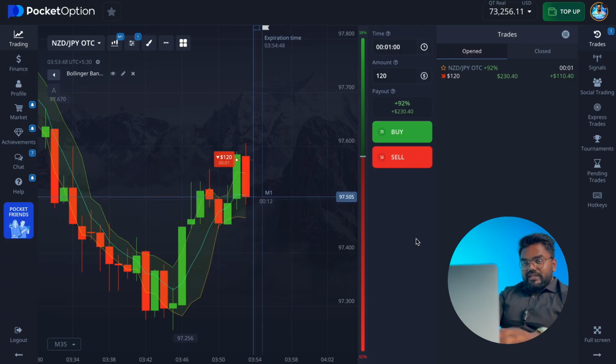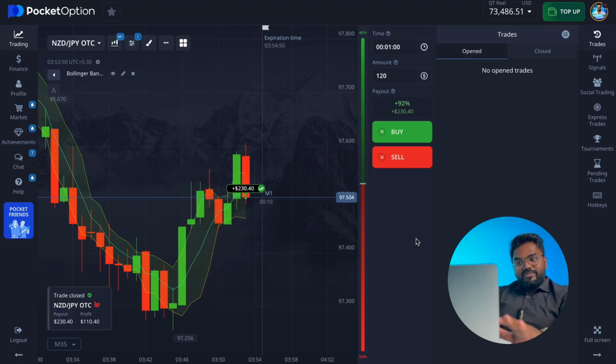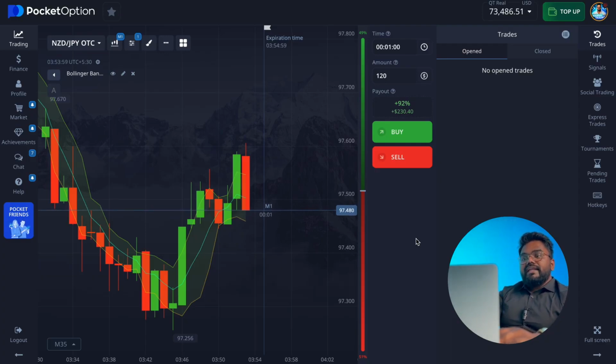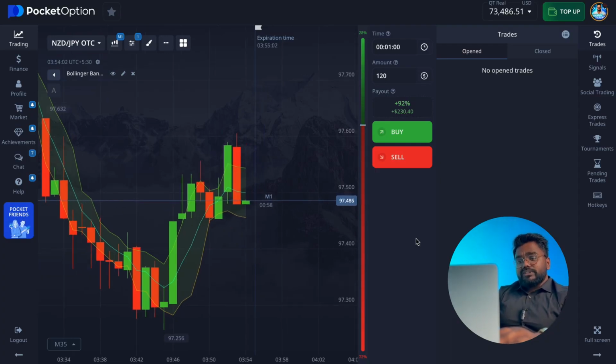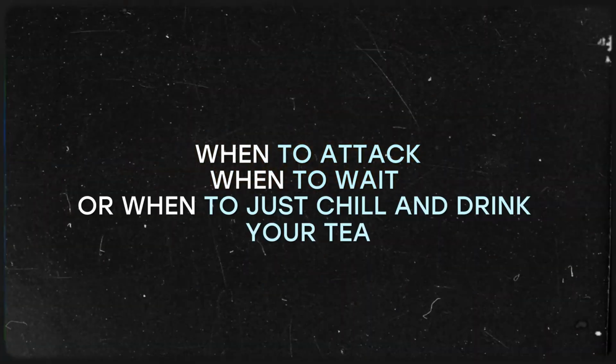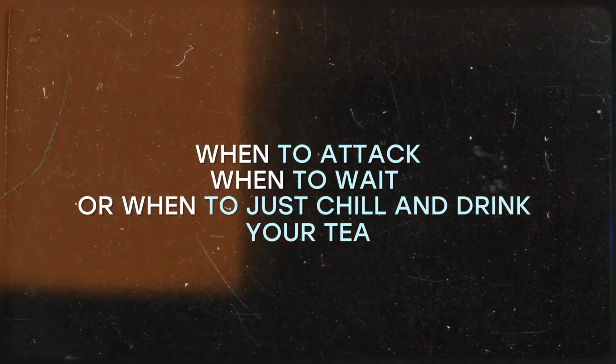So while waiting for that, and boom guys, we just made one more profit. And you clearly saw that Bollinger Bands are actually very helpful in trading, because we hit the maximum profit, only one was lost. Selecting the perfect pair is also a key point, and Bollinger Bands actually represent that. Moral of the story, Bollinger Bands are your secret weapon. They show you when to attack, when to wait, or when to just chill and drink your tea.